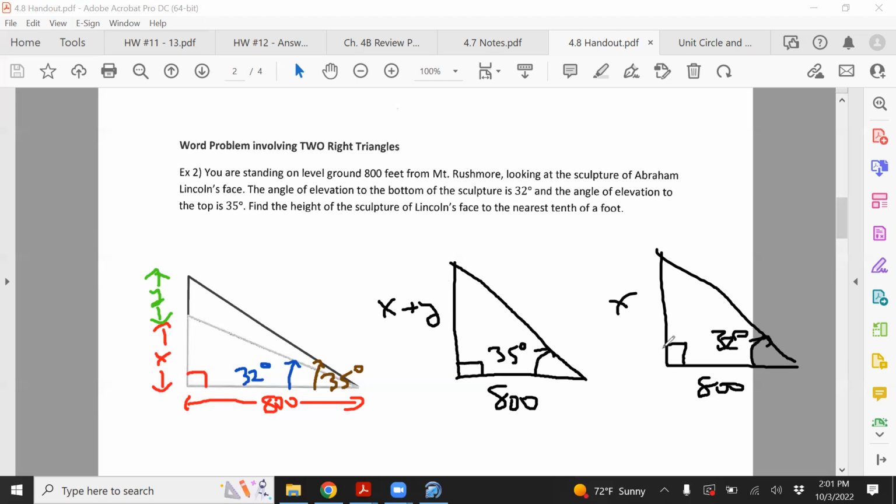All right. So how do I set up my equations now? How do I set these up, guys?